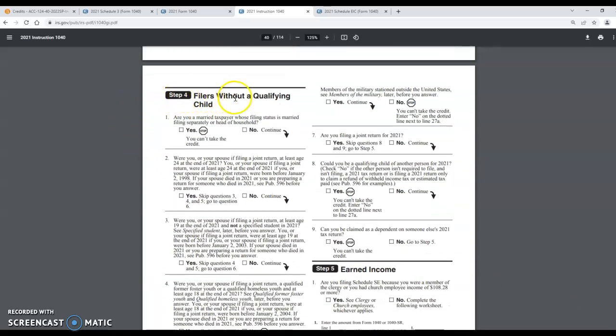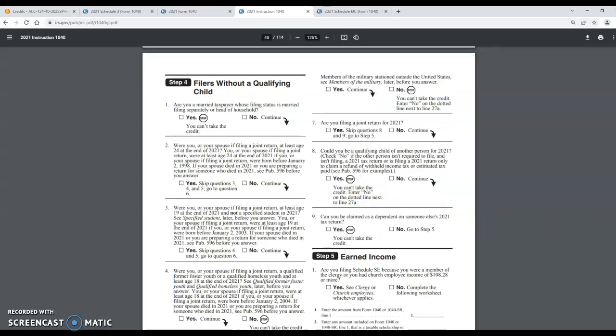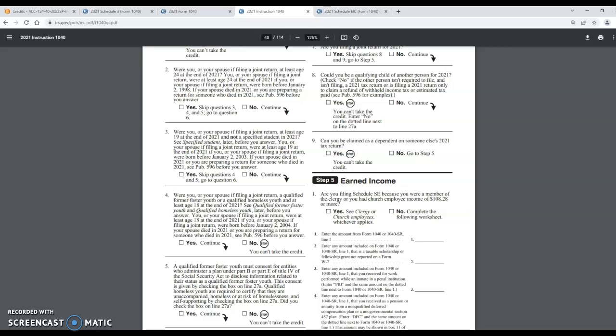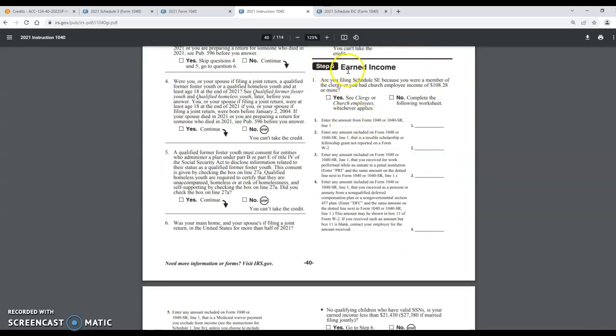Okay. Step 4 is for taxpayers who don't have a qualifying child. They have to answer these questions that are in step 4. But in this case, John has the qualifying child, so he's going to go to step 5.